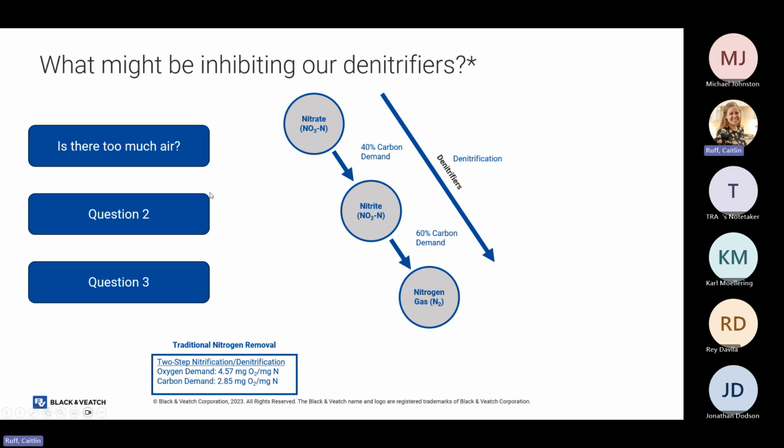What I'm looking for is, do we have enough carbon? So carbon's required to do this process. If we don't have carbon, that could inhibit our denitrifiers and keep them from doing what they need to do. And then the last one, alkalinity. Yeah, looking at alkalinity and pH, something that we can monitor.